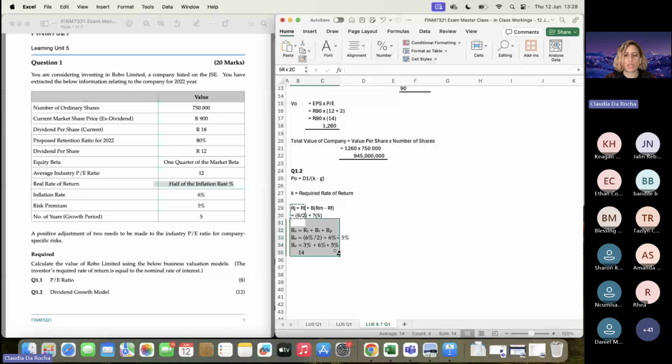Okay, which is basically 14%. Okay, so we're not done with this question yet. We still got to continue. We've only done the K. What we need to do now is the growth.